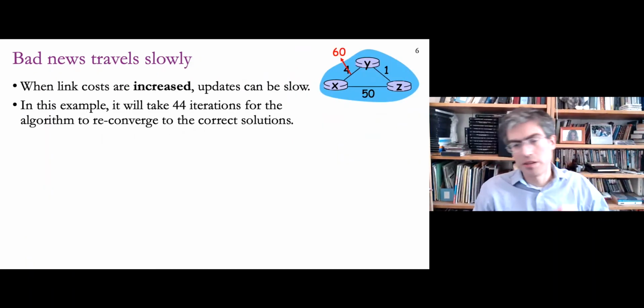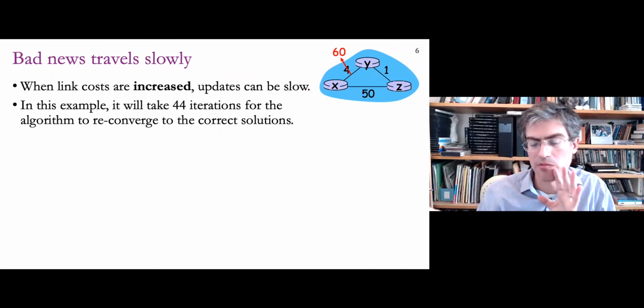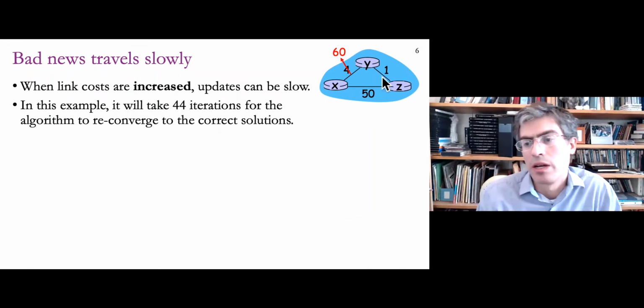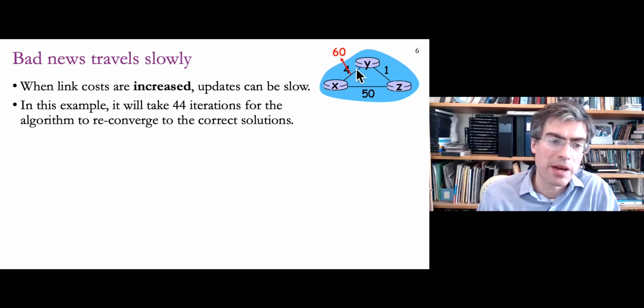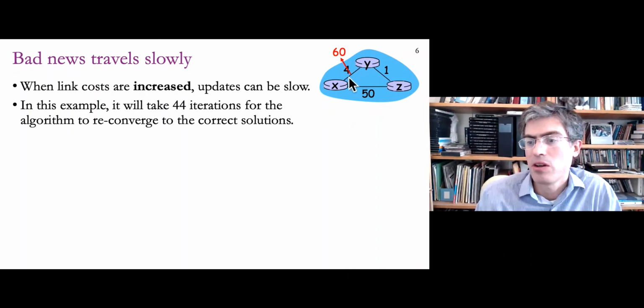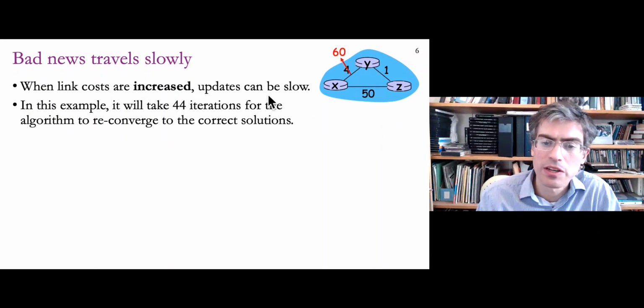Okay, so the alternative, the flipped case, is when the cost of an edge becomes more expensive. We call that bad news. And bad news in the distance vector algorithm travels slowly. When link costs are increased, the updates can actually be really slow, because old information in the network is remembered by neighbors and may be used.